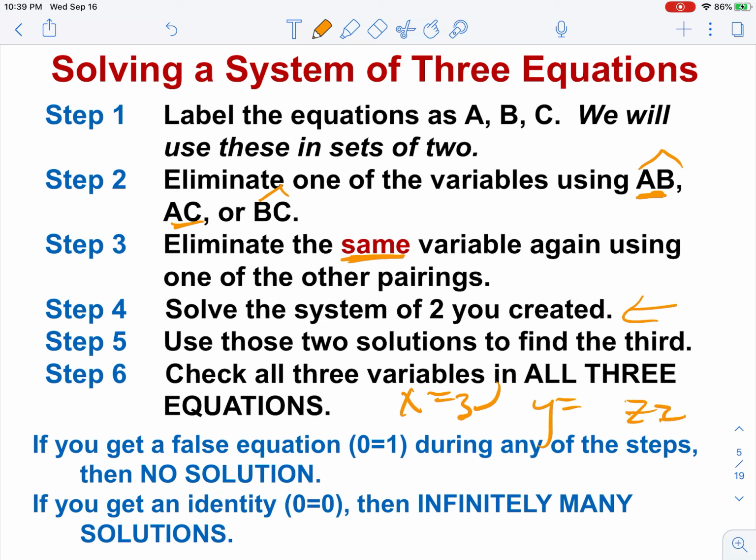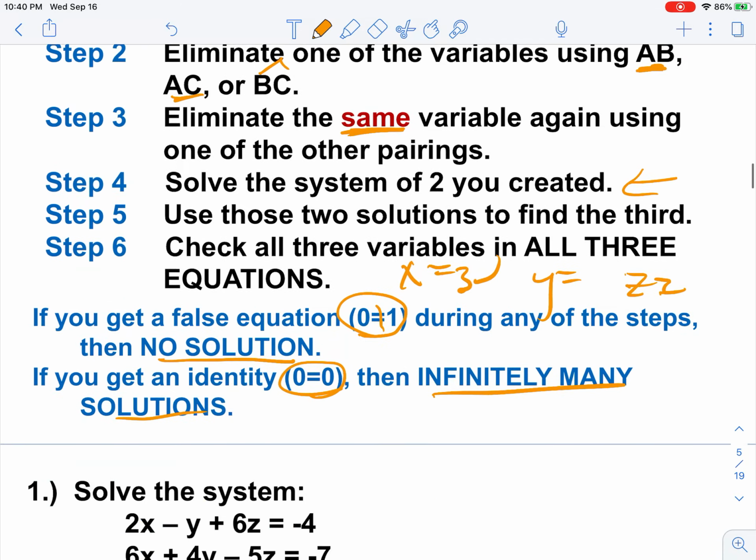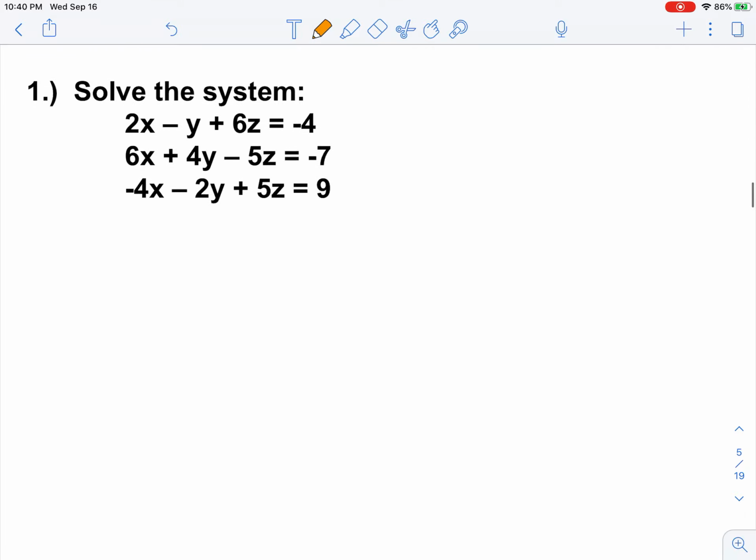That's a long, kind of complicated explanation. I'll show it to you in just a second. But remember, if you end up with an untrue statement, there's no solution. If you end up with a statement that is obviously true, there are infinitely many solutions. So here's our first example. Let's do it together. Let's call it A, B, and C.